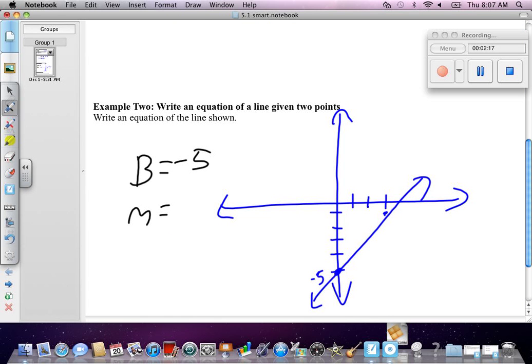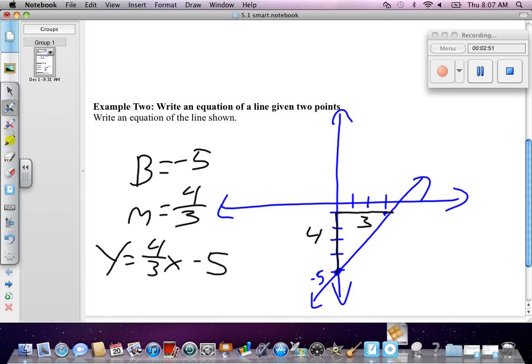Okay, now we're going to figure out the slope. So you've got 2 dots on there, right? So I'm going to go from -5 and I'm going to go up 1, 2, 3, 4, and I'm going to go over 1, 2, 3. 4 over 3 is my slope, and it is positive, so I went up and to the right. So I'm going to rewrite it as y equals 4/3 x minus 5. So we just rewrite it. That's what we do. It's pretty simple, right?